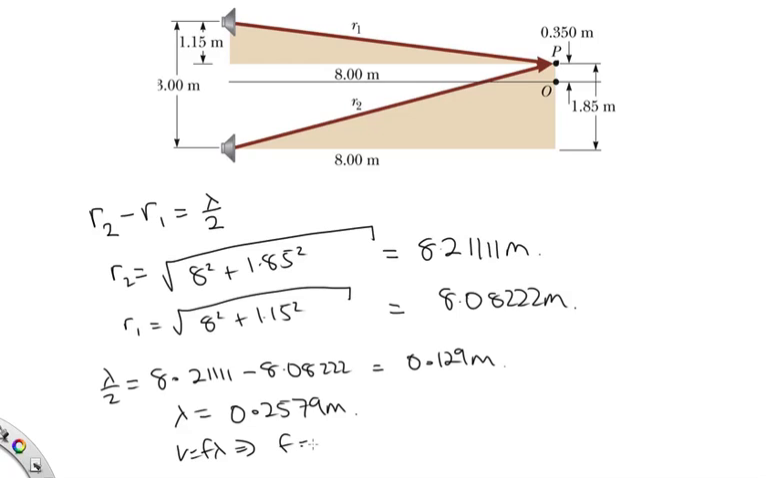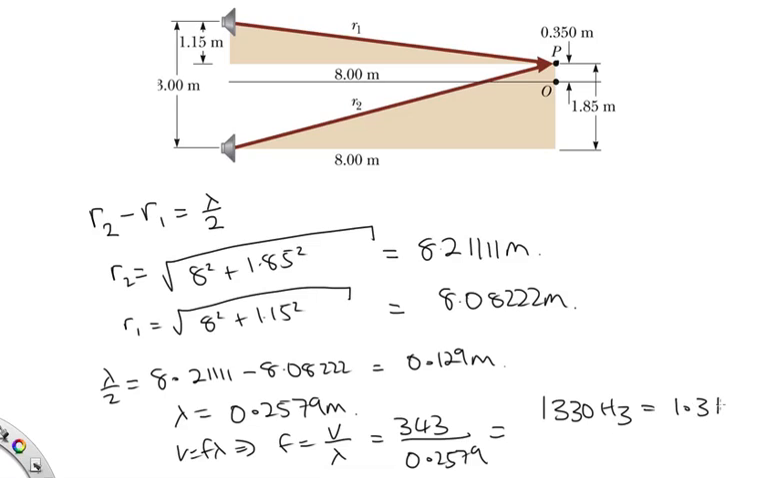So the frequency is equal to v over lambda. We were told v was 343 meters per second. So lambda is 0.2579. And that gives us 1,330 hertz, which is equal to 1.3 kilohertz to two significant figures, or to three significant figures, 1.33 kilohertz. That's the end of this lecture.